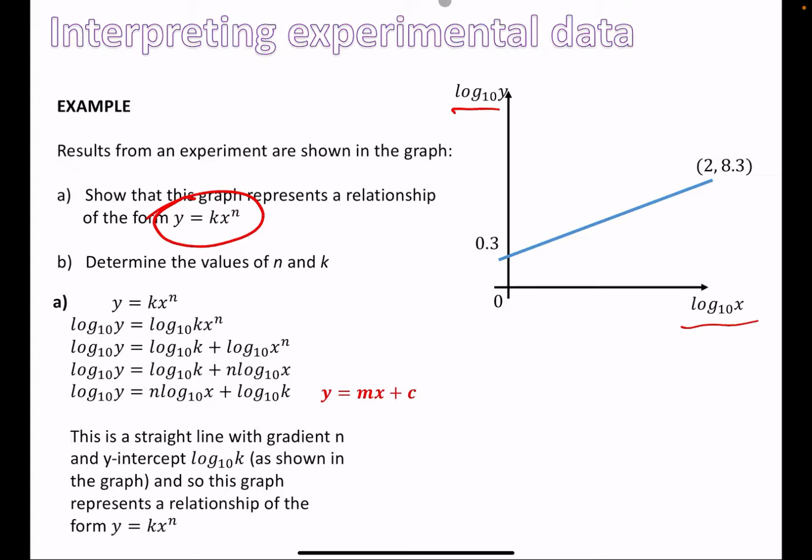Okay, so we've shown that this graph represents the relationship of the form y equals kx to the power of n, because we've shown that it's a straight line relationship using log of base 10 y and log of base 10 x instead of a standard y and an x.